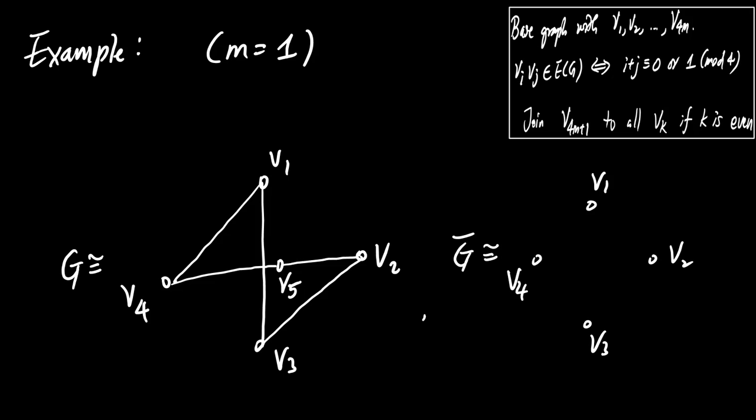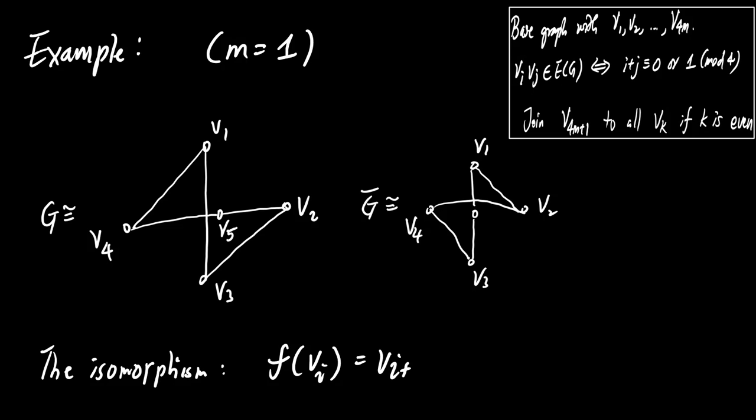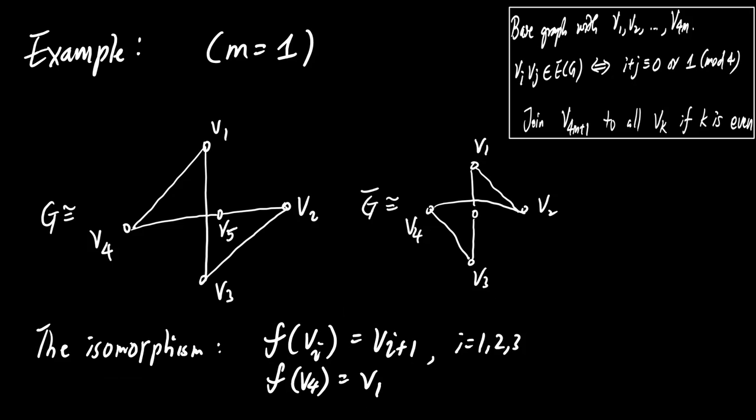Here's our graph G, and here is its complement. We now define an isomorphism, a mapping that shows they are the same up to relabeling. Let f of V1 equal V2, f of V2 equals V3, f of V3 equals V4, f of V4 equals V1, and f of V5 equals V5. Since this mapping preserves the edge structure, G is isomorphic to its complement. Also, every vertex has degree 2, so this is a 2-regular, self-complementary graph.